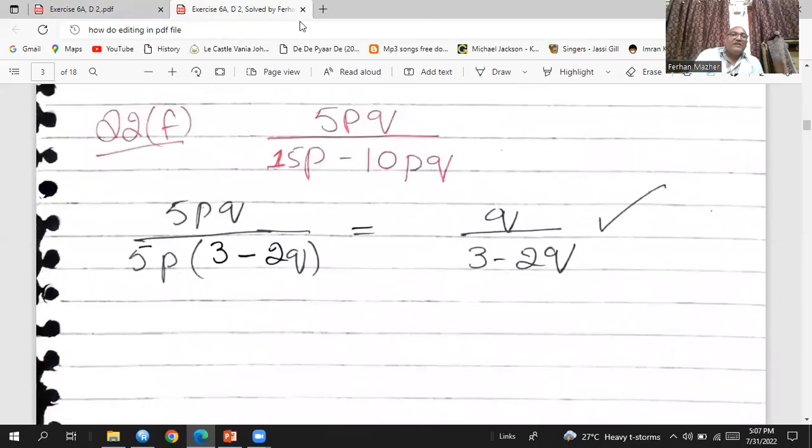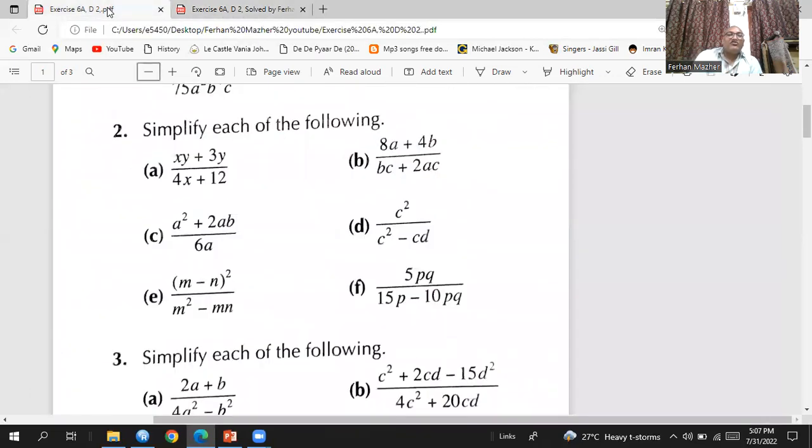Okay. Now we are moving to the next question. The next question coming up on your screen is question number 2, and it's F part. It is 5pq, and in the denominator, you have 15p minus 10pq.